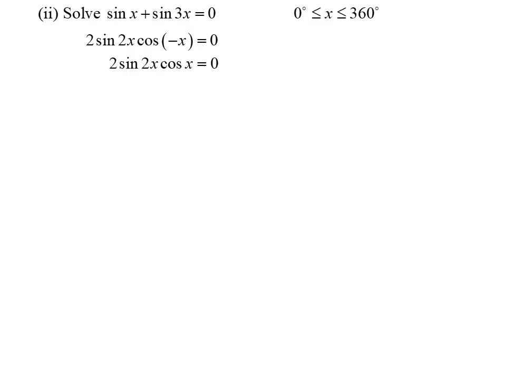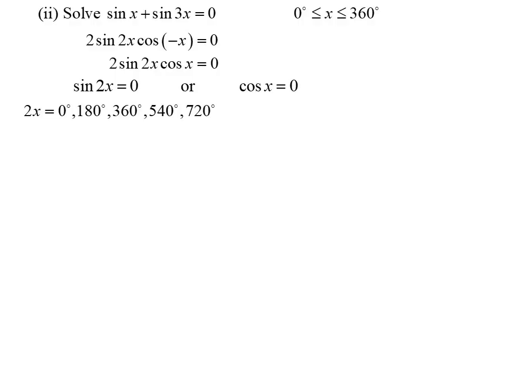Cos is an even function, so I can make that cos x. And I end up with 2 very simple equations. Because when we're talking about sine or cos equaling 0, we know they're the boundary values. So sine 2x equals 0, I'll get 0, 180, 360, but it's 2x, so I'm going around twice. I'll also have 540 and 720. Divide all those by 2.